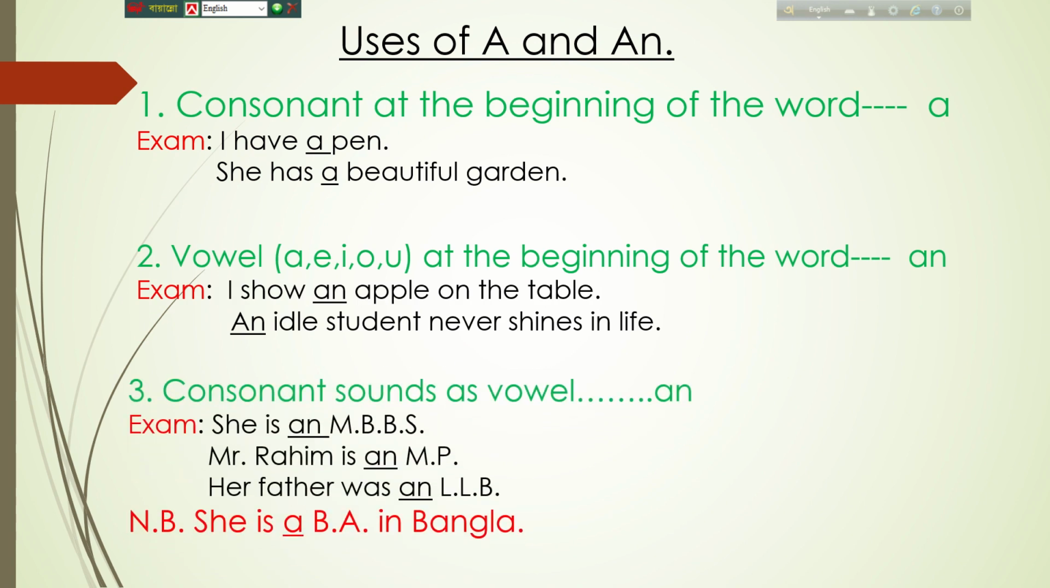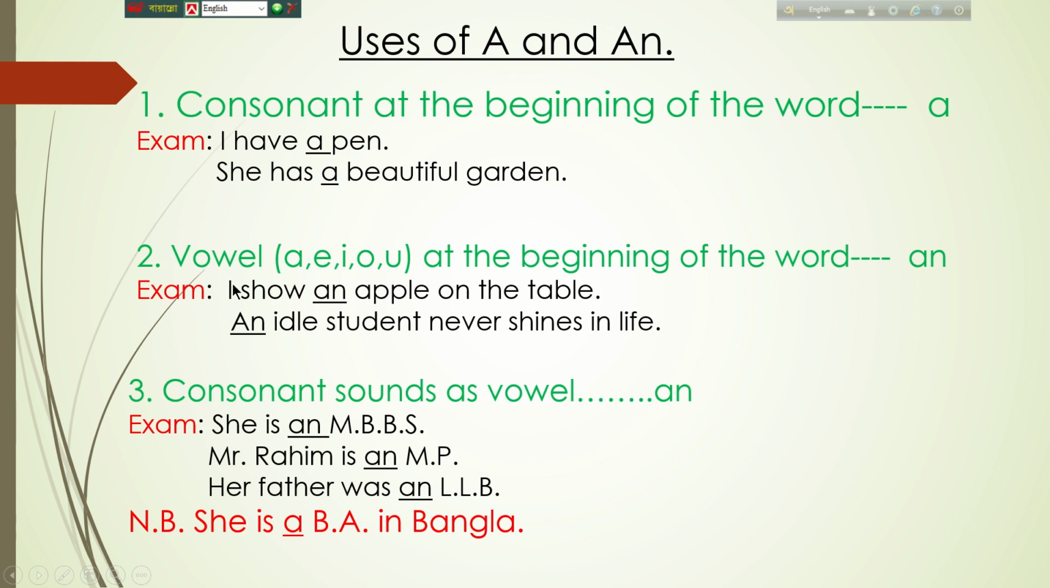Uses of a and an. If there is a consonant at the very beginning of a word, you have to use a. For example, I have a pen. Here, the very first letter of pen is the consonant P. For that reason, we use a here. Let's see another example. She has a beautiful garden. Here, B is also a consonant and sounds like a consonant. For that reason, we use a here. I think you are clear of this rule.